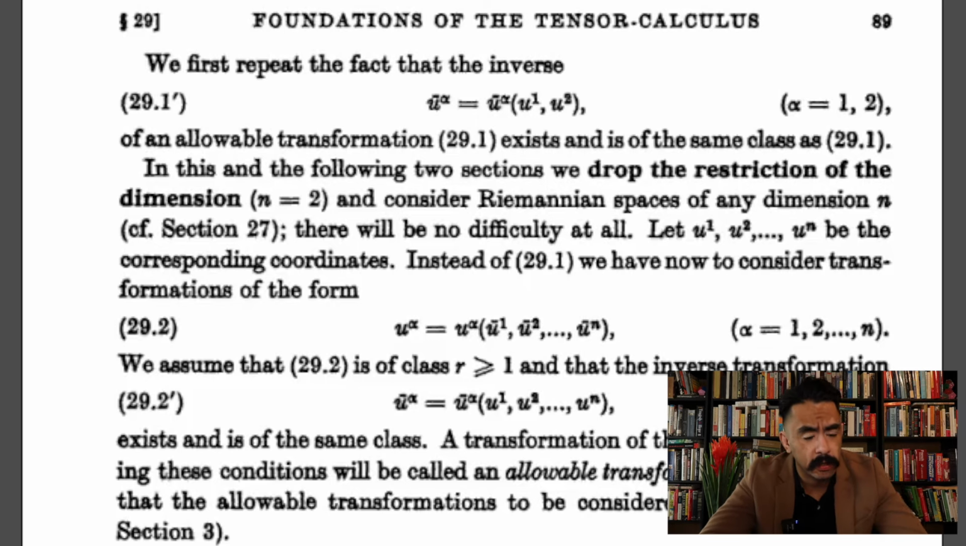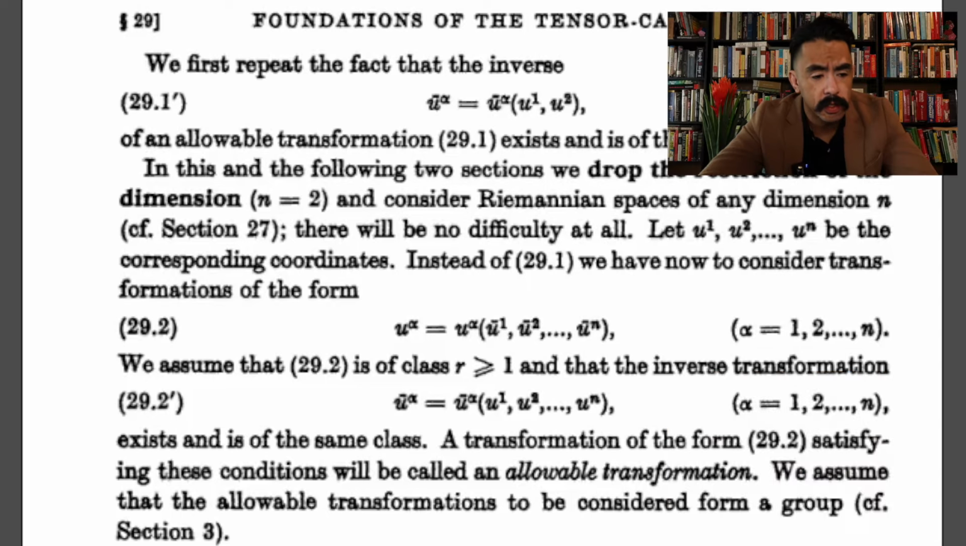In this and the following two sections, we drop the restriction of the dimension n equals 2 and consider Riemannian spaces of any dimension n. See section 27. There will be no difficulty at all. Let u1, u2, etc. through un be the corresponding coordinates. Instead of the transformation u alpha, we have now to consider transformations of the form u alpha equal to the function u alpha, which is given in terms of u over bar 1 through u over bar n, where alpha can be 1 through n.